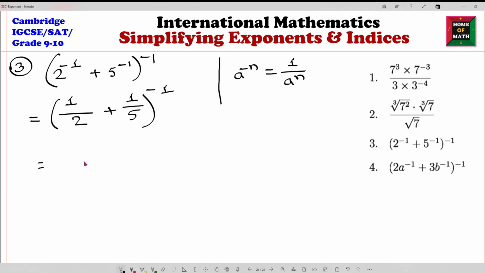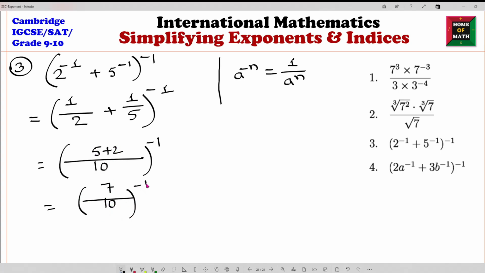So this is a simple LCM. The LCM is 10, so 5 plus 2, to the power minus 1. So 5 plus 2 means 7, divided by 10, to the power minus 1. So this one we can write as 10 by 7. Due to the negative exponent, the fraction will be flipped, and this is our answer. Okay, so numbers 1, 2 and 3 are done.